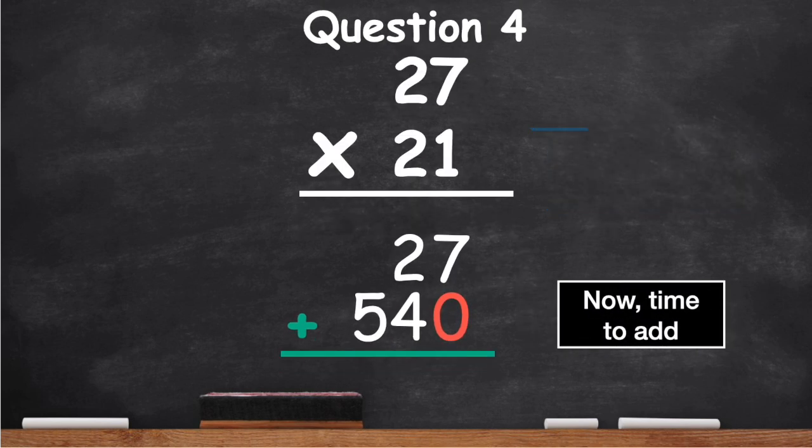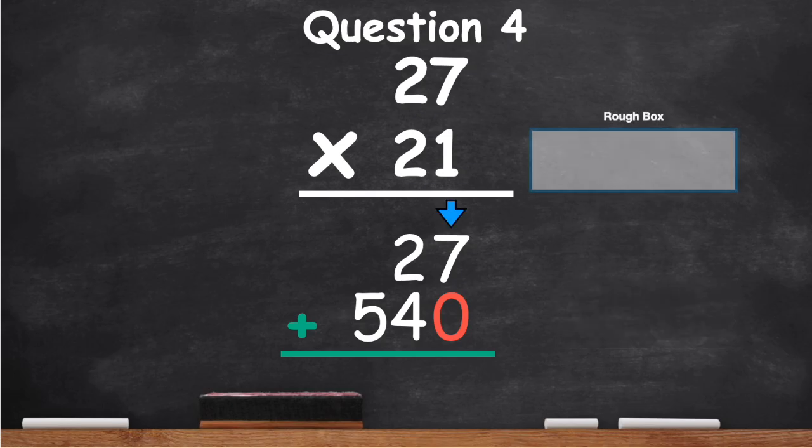Now it's time to add. So in the rough box, we're going to first start with the ones column. We're going to do 7 plus 0. 7 plus 0 equals 7. So let's write 7 down in the ones column of the answer section.